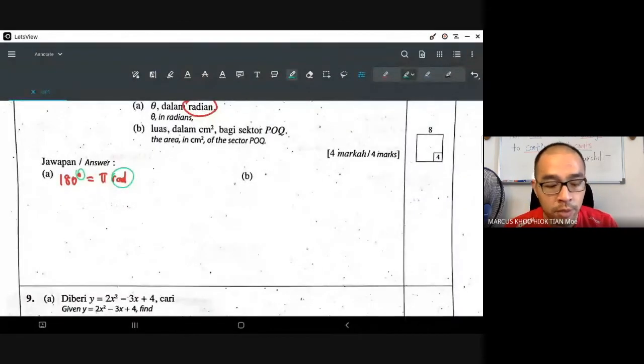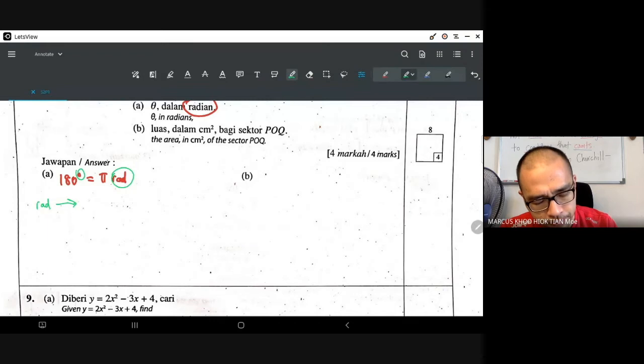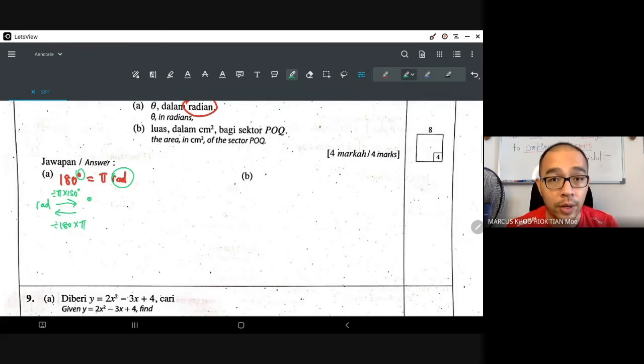Because of that, the conversion from radian to degrees, and degrees to radian, can be simplified. Radian to degrees is divide by pi times 180, whereas from degrees to radian will be divide by 180 times pi. So that is the first thing that you learned: how to change between degrees and radian.